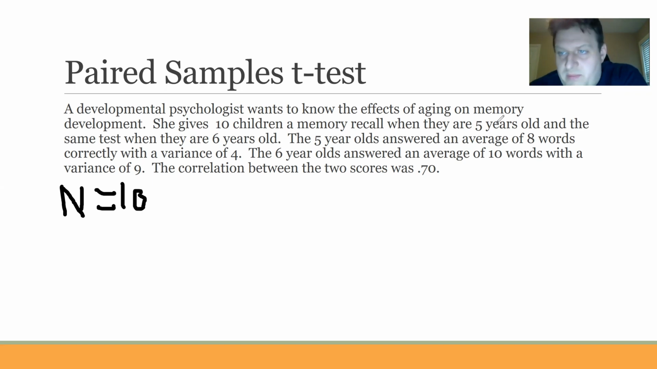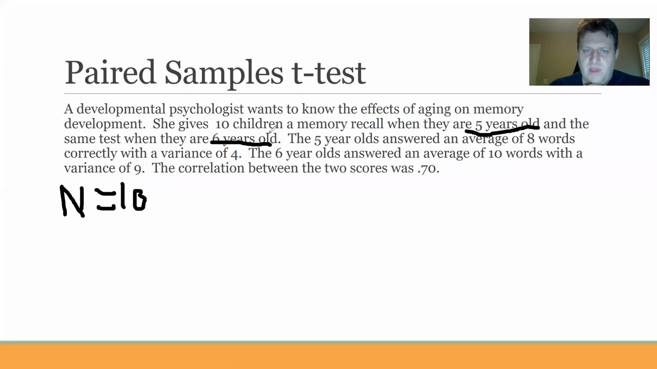I like problems like this because they have numbers in here that are kind of lures. 5 and 6 are not going to go into the calculations anywhere. They're just the 2 conditions. So n is equal to 10. The 5 and the 6 we're not going to put in.